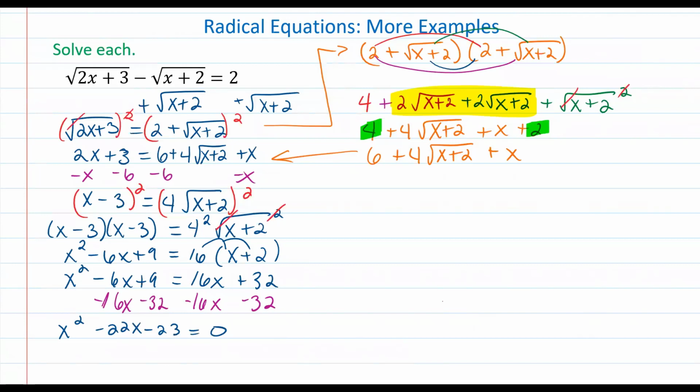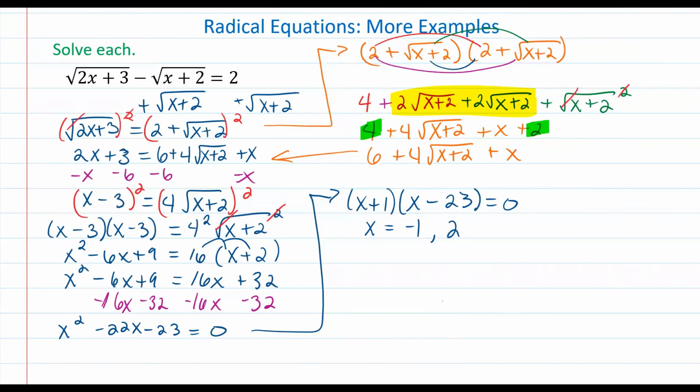Okay, so now you've got, like I said, three choices. You can solve this by factoring, you can solve this using the quadratic formula, or you can complete the square. I'm going to go ahead and factor this, and I'm going to continue over here to the right. I'm going to factor this as x plus 1 times x minus 23 is equal to 0. Now this produces two solutions. It's going to be x is equal to negative 1 and also positive 23.